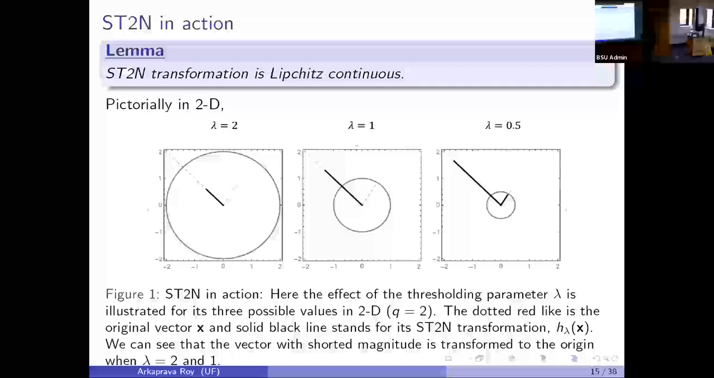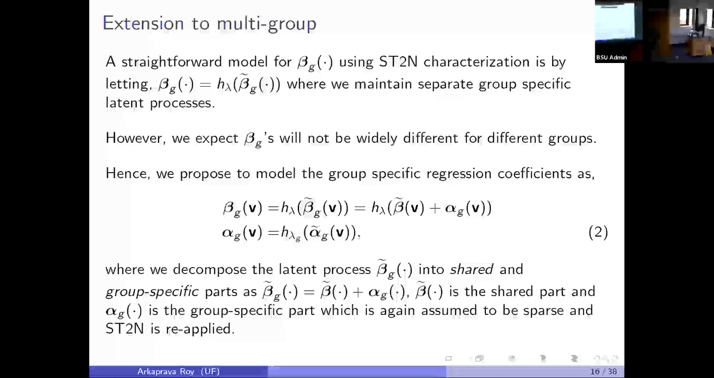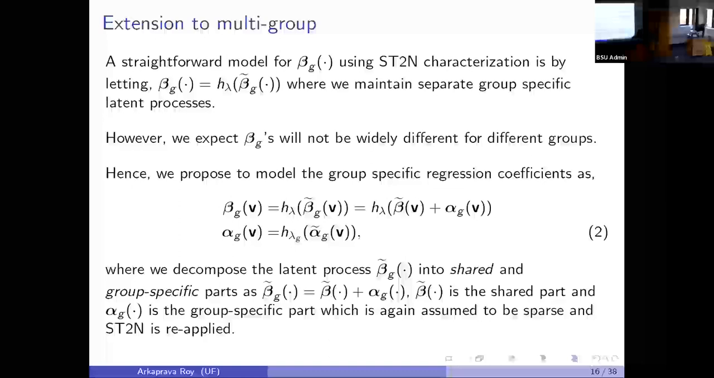Okay. Now, the extension to the multi-group setting. What we expect is that all of these three clinical groups have a different amount of effect on the scalar, but this effect should not be too different across these clinical groups. Like if in one group a particular brain region is important, in the other groups it may be slightly less important, but it should not be not important at all. So it should not be independent. Like the beta G should not be completely independent.